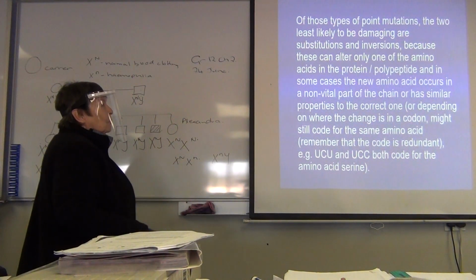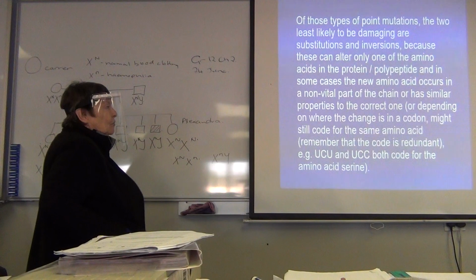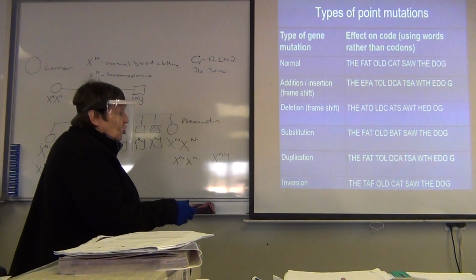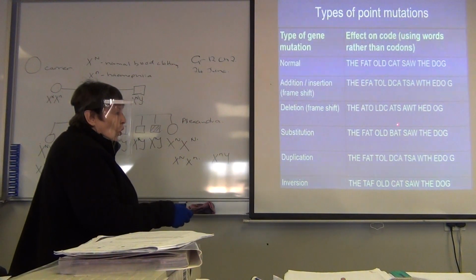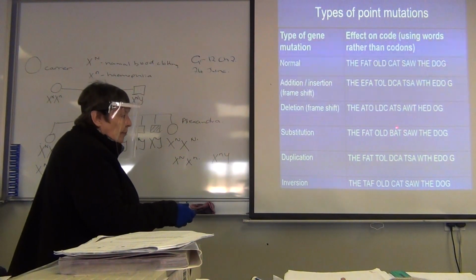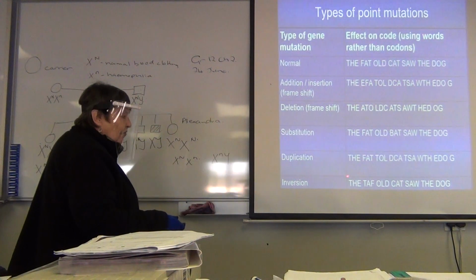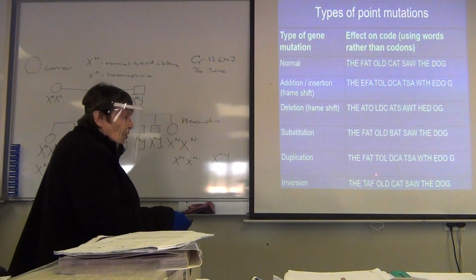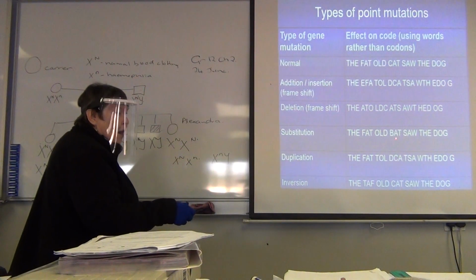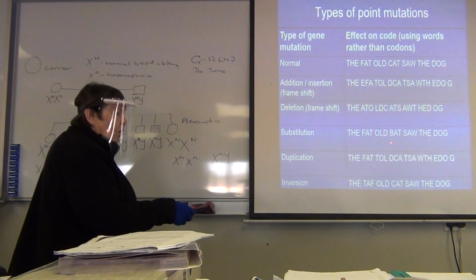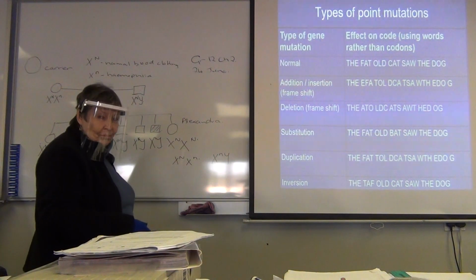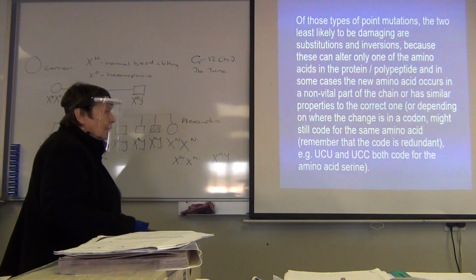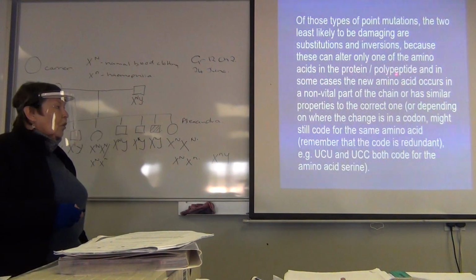So of these types of point mutations, the least likely to be damaging are substitutions and inversions, because in substitution it was only that codon, and in inversion, it was only that codon. So it would be one amino acid there, one amino acid there, possibly. Although because the code is degenerate, it might still get the same amino acid. Okay.